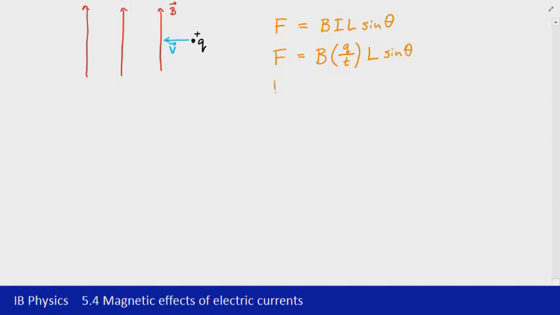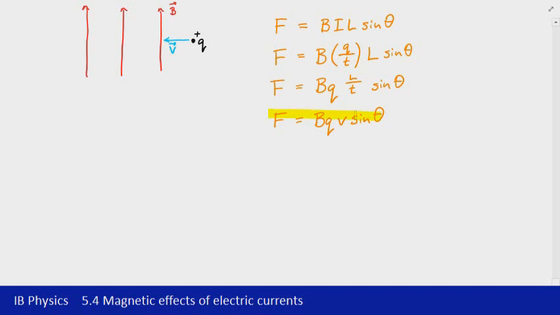Now, I'm going to just rearrange this slightly, and we're going to take the Q out of that and replace it with the L. So we're going to have L over T multiplied by sine theta. Now L is just a distance that the charge is moving through the field, and so we've got a distance over time there. So we now have that the equation is given by BQV sine theta.